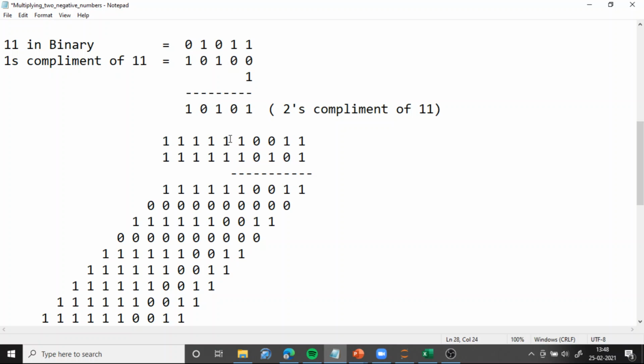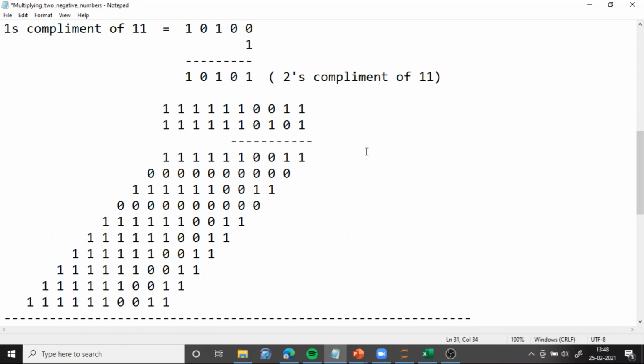So we are extending this sign extension for another 5 times. Right? All these are filled with ones. Similarly here also, the sign extension of the multiplier is extended for another 5 times. Okay. Now you perform the multiplication.